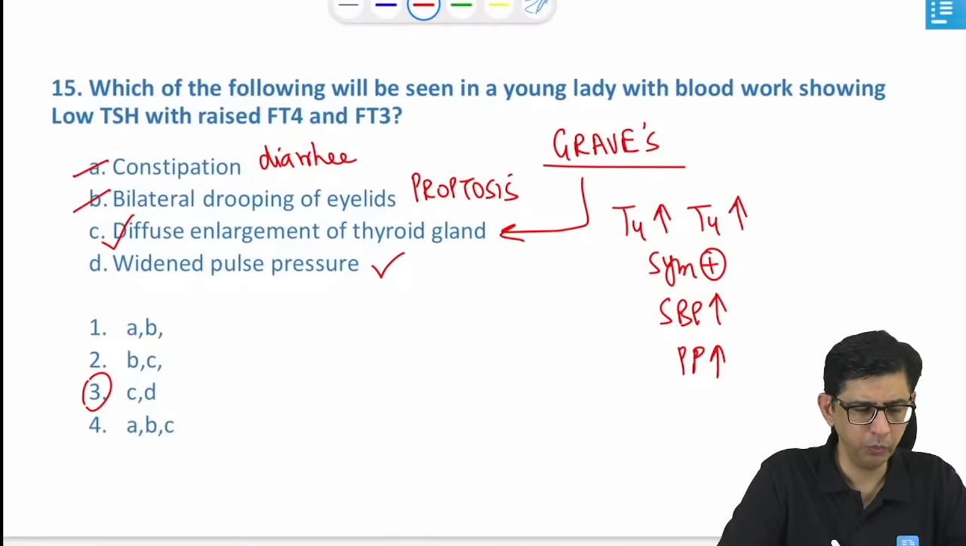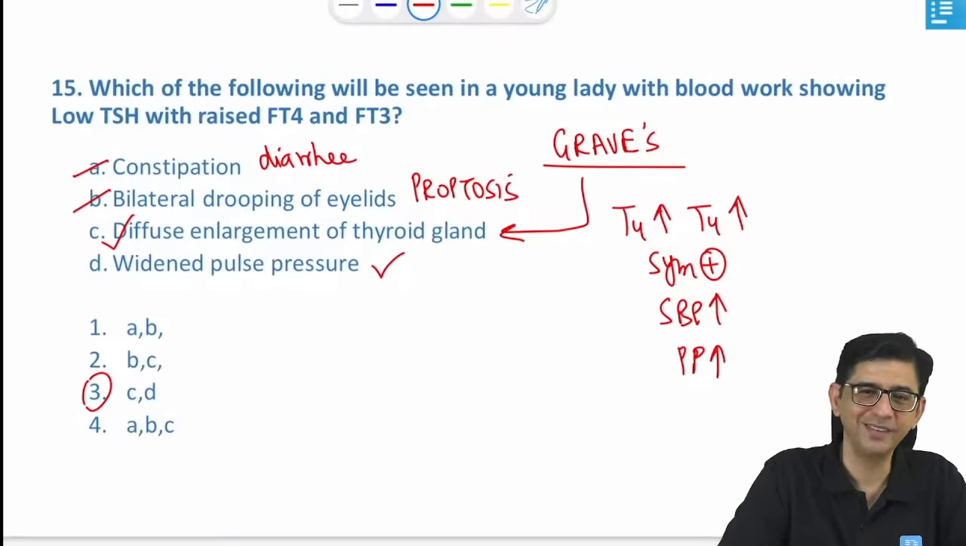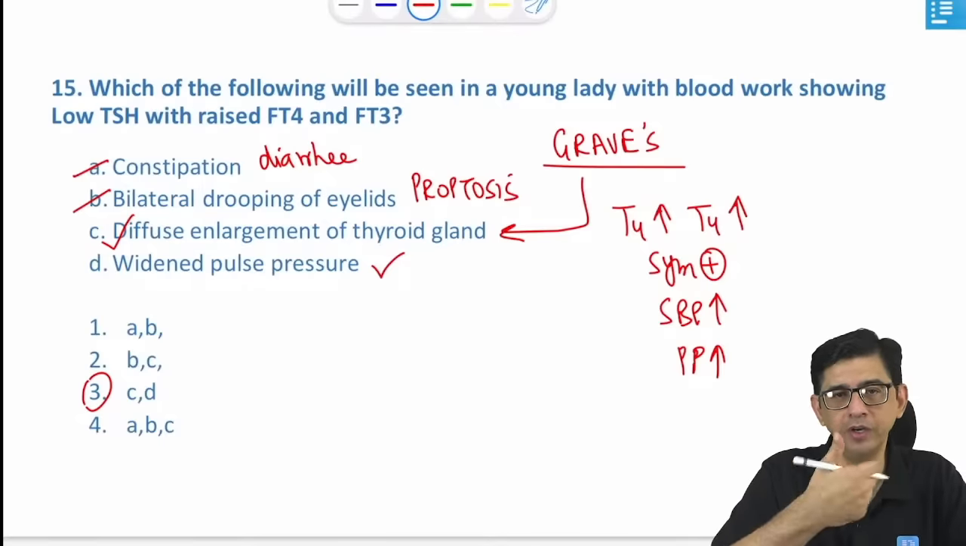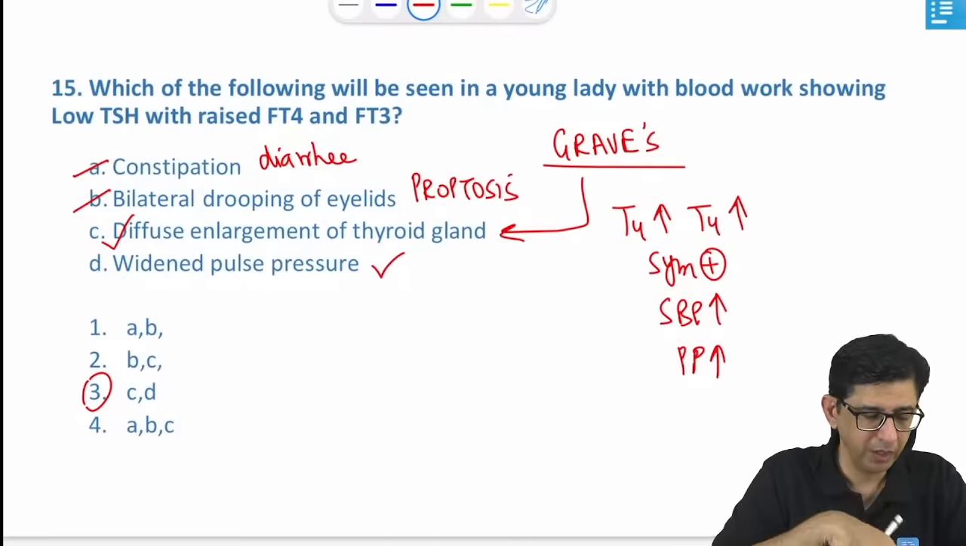I got a few miscorrects there as well, but I think for drooping of eyelids, answers were probably given in a hurry, that would be the opposite. It's proptosis where the drooping of eyelids would not happen in the very first place. I mean, ptosis would be totally different. Infections, okay, doctor, I'll try to do that.